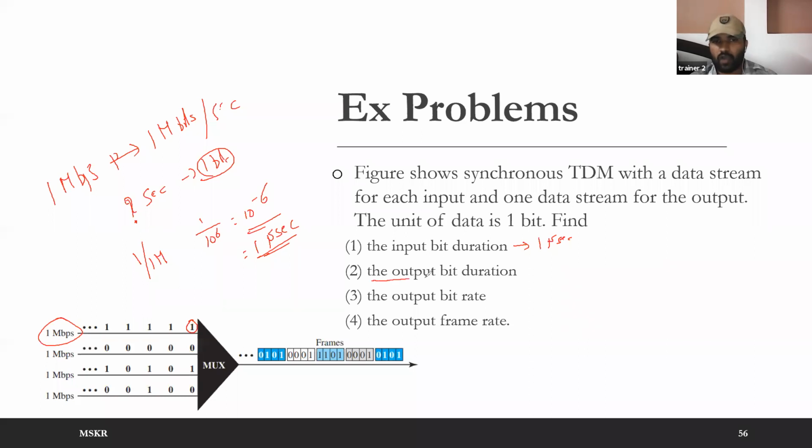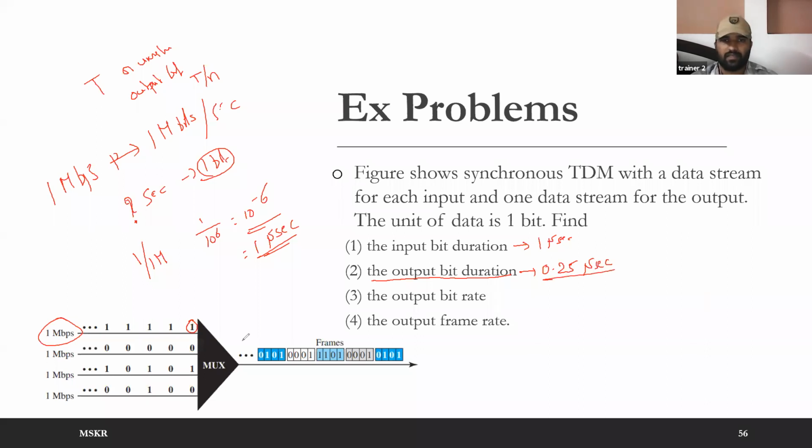Now, what is the output bit duration? If you recollect, if the input bit duration is t, and you have n users sharing the medium, the output bit duration is t by n. Now can anyone tell me what the output bit duration is? How many users are there? How many users are using the mux? So 1 by 4 into 10 power minus 6, that is 0.25 microseconds.